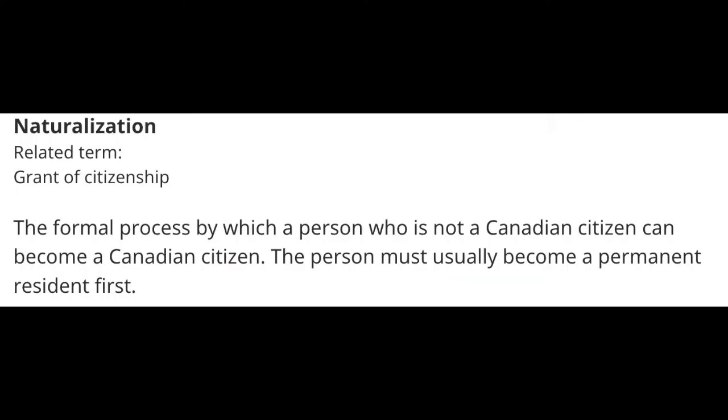So just going one step further, what is naturalization? A related term is a grant of citizenship. Essentially, it's the formal process by which a person who is not a Canadian citizen can become a Canadian citizen. This person usually becomes a permanent resident first, and then after a period of time, they apply for citizenship.